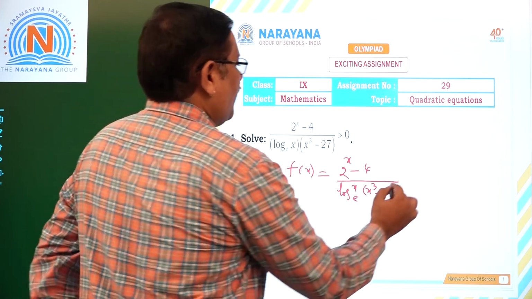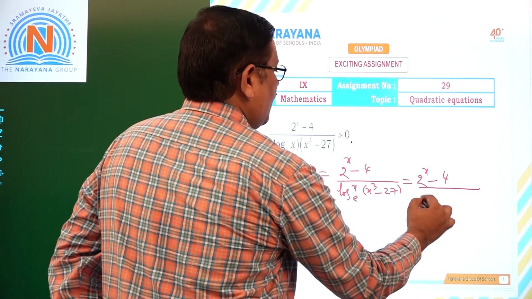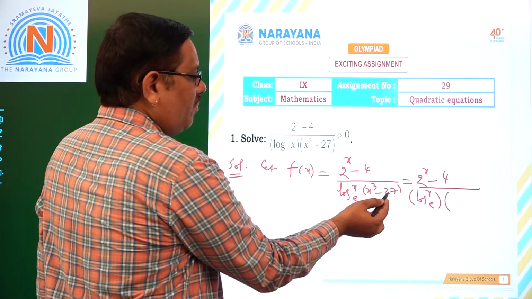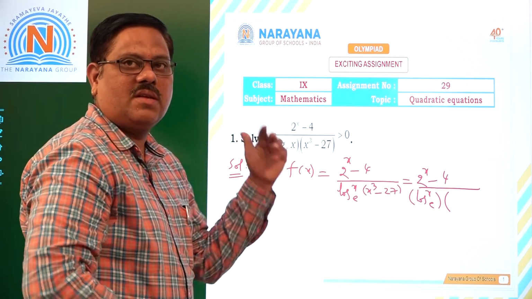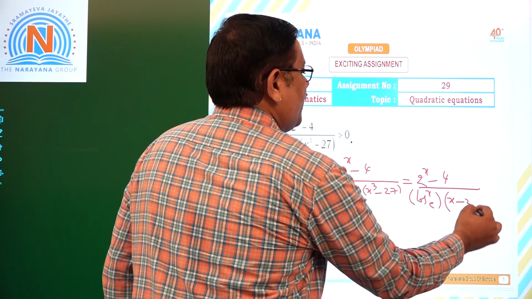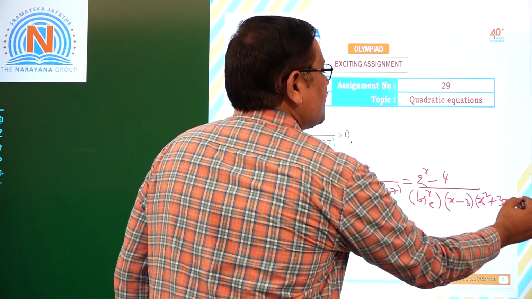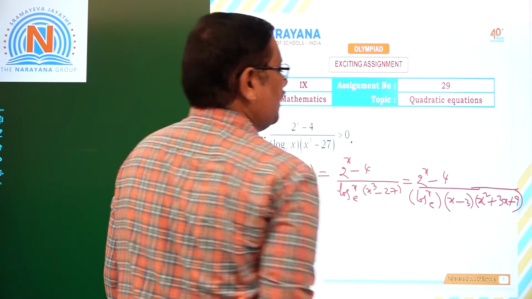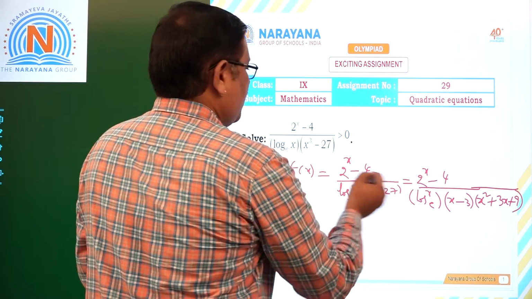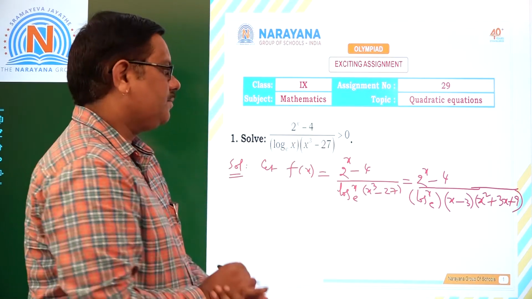So that we can write as 2 power x minus 4 upon log x base e. It is in the form of a cube minus 27, where 27 is 3 cube. It is in the form of a cube minus b cube. What is a cube minus b cube for us? A minus b into a square plus ab plus b square. Okay. Now, of course, this is f of x. He is saying that f of x greater than 0. Anyway, we will see that later.